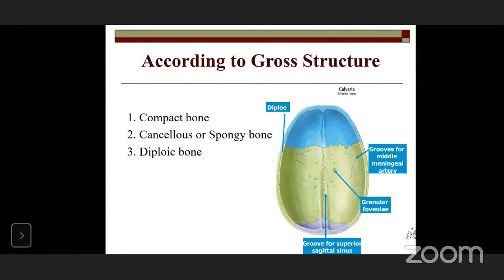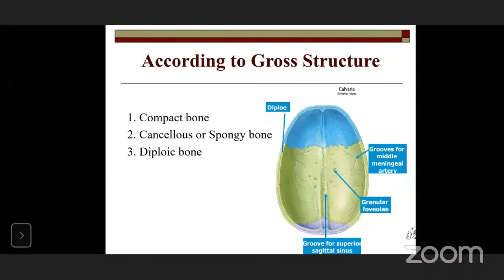Next comes according to the gross structure. Here, in the gross structure, there are three categories. One is the compact bone. Compact bone means the hard bone, where the bone cells are arranged very closely. So this forms the hard structure, the hard part of the bone. It is called a compact bone.